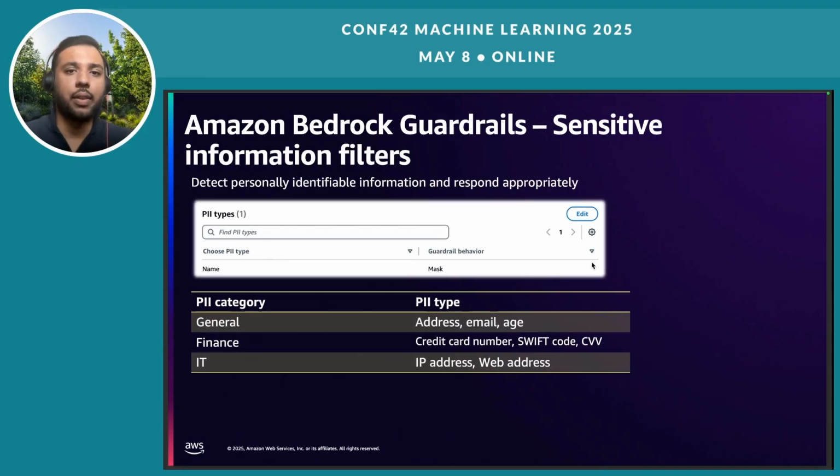There are also sensitive information filters. If there is PII data such as credit card numbers, address, email, age, or IP address, you have the option to mask it. The final response given by Bedrock can mask that kind of data, or there is also an option to block. So whenever someone asks a question such as what's the address of the CEO of a company, which you do not want anyone to know publicly, you can straight away block those kinds of questions. It again depends on your specific use case and context.